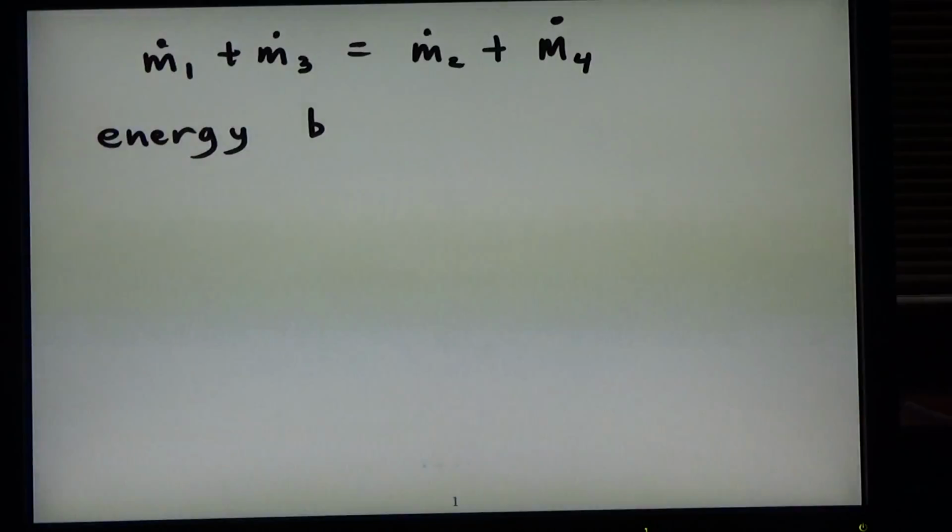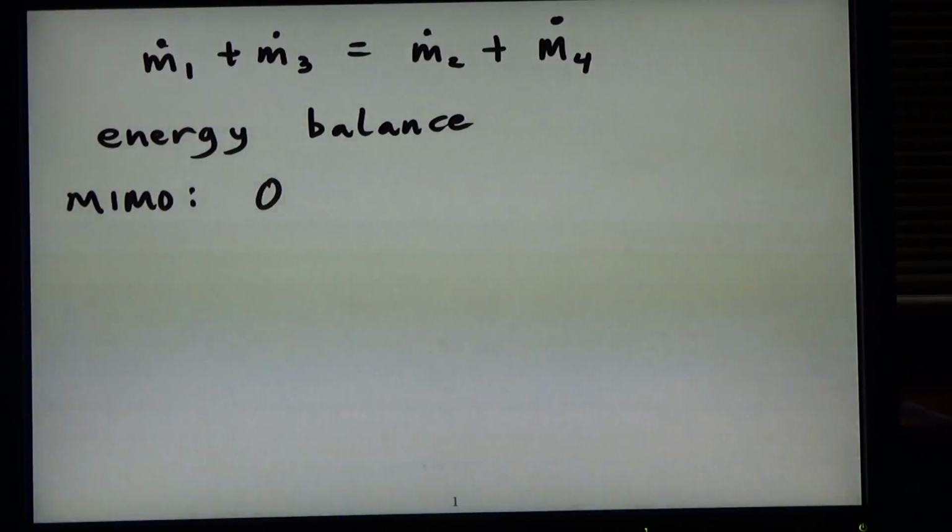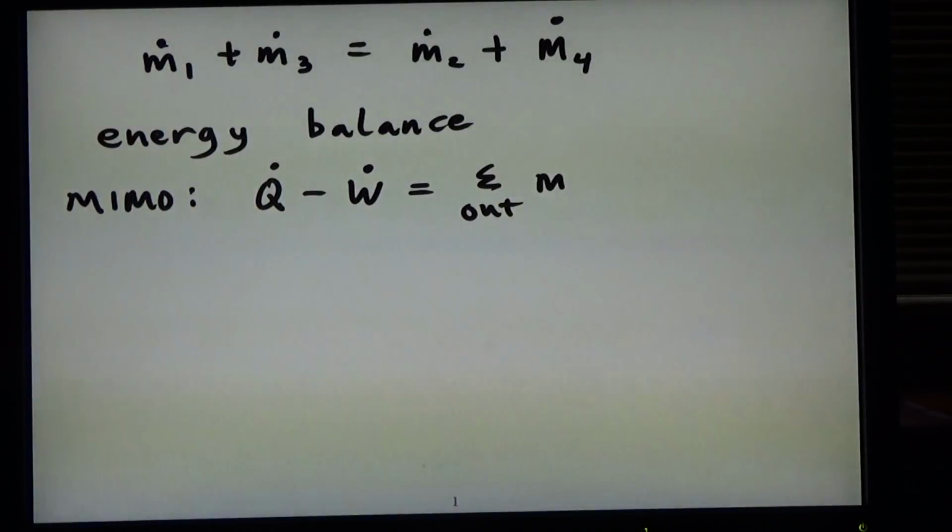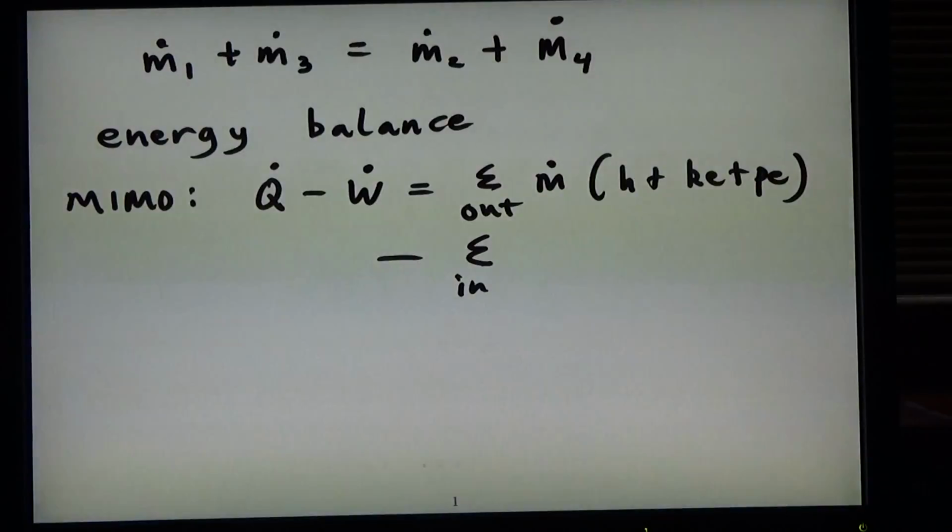Next we can write the energy balance. Energy balance, we also need to use the multiple inlet, multiple outlet form. Looks like Q dot minus W dot is equal to summation out of m dot times (h plus KE plus PE) minus summation in of m dot times (h, KE, and PE).